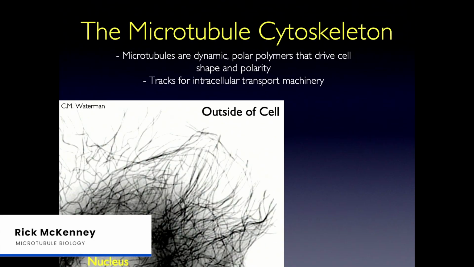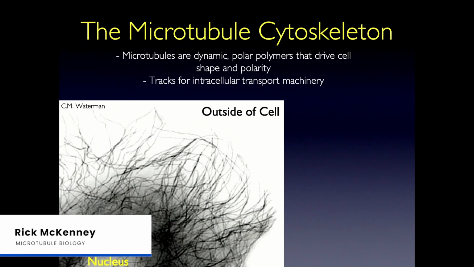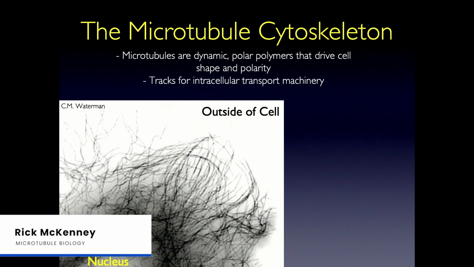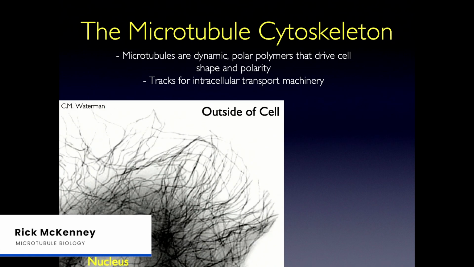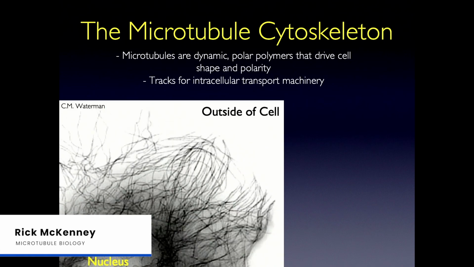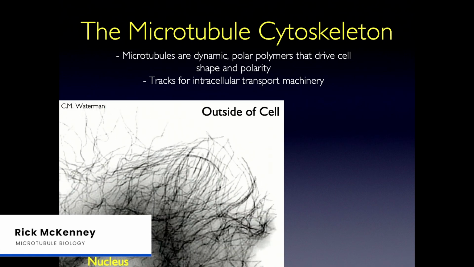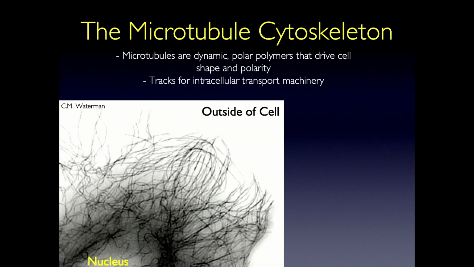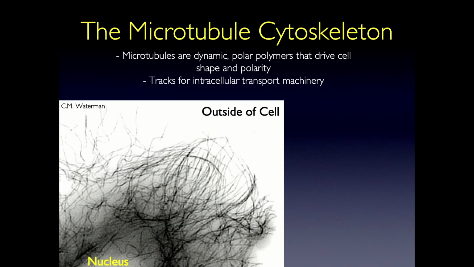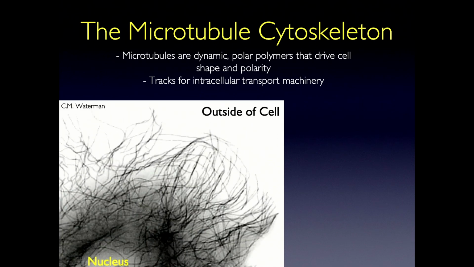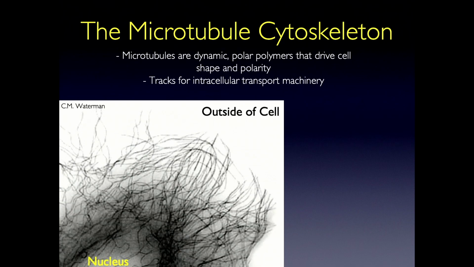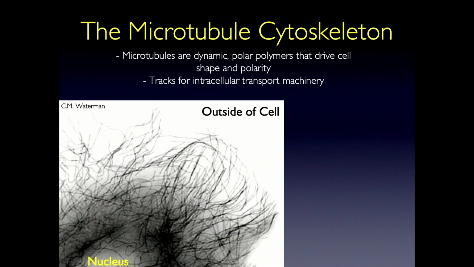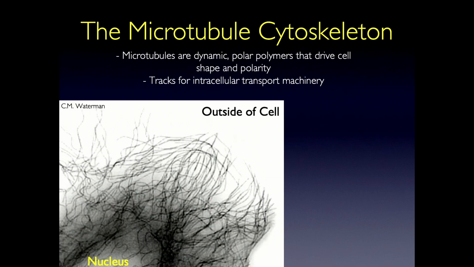And so what are microtubules? Microtubules are dynamic polar polymers. We've heard a bit about that from prior talks. And these polymers underlie cell shape and cell organization. And so as part of the dynamics that I'm showing you here inside of a typical cell that we would look at in the lab, you can see that the microtubules are growing and shrinking in a very dynamic fashion. We call this dynamic instability. And this dynamicity is actually critical for microtubule function in most cells.